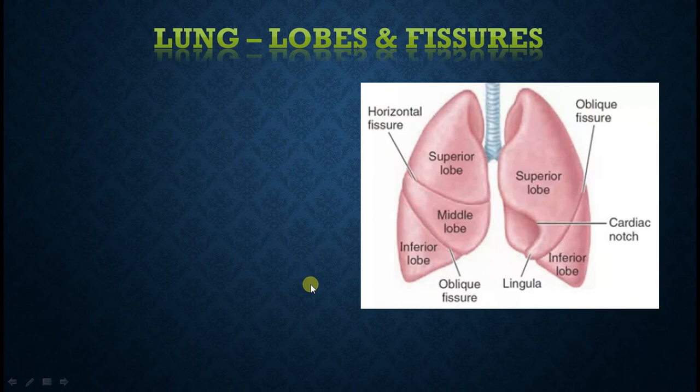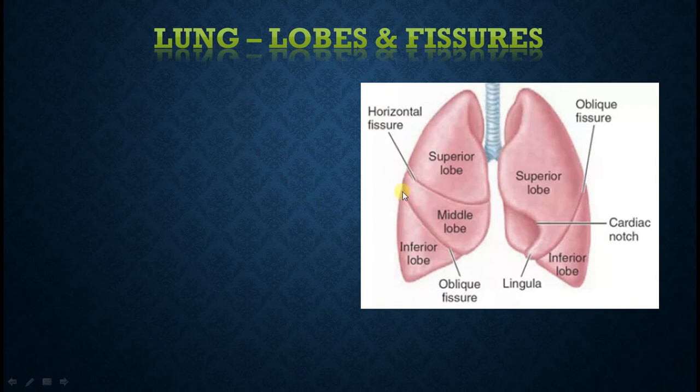As you all know, the right lung has two fissures. One is called the oblique fissure, another one is the horizontal fissure. Whereas the left lung has only one fissure, the oblique fissure, and two lobes. Now the oblique fissure is very, very important. It starts above and behind the hilum, then cuts the posterior border at the level of the T3, T4 spine.